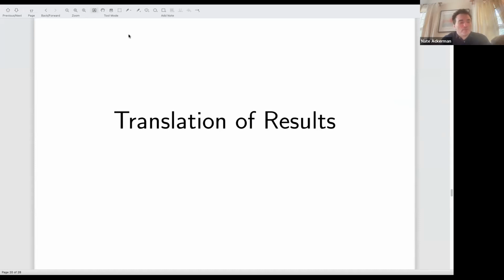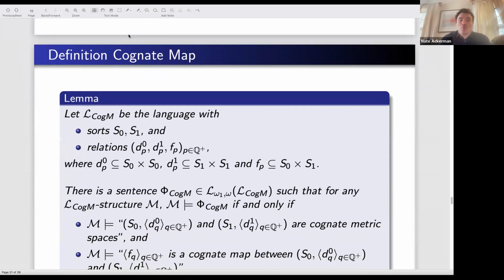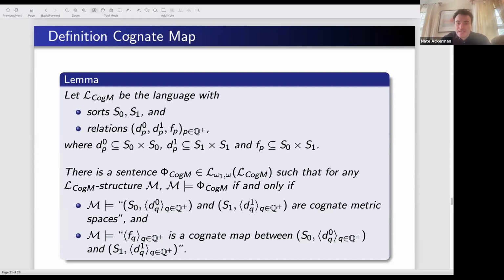But that's not all we want to do. We also want to transfer results from infinitary logic into continuous infinitary logic. So what we want is an actual theory of cognate metric maps. We want to be able to describe by a sentence of L omega 1 omega what a cognate metric map is. So we have this encoding of cognate metric structures, but we want to be able to identify those models of that language which actually are cognate metric structures. And we want to be able to do so in a way that only requires L omega 1 omega.